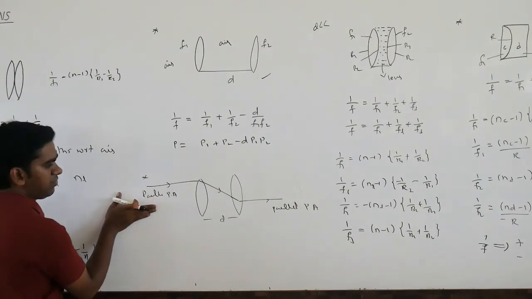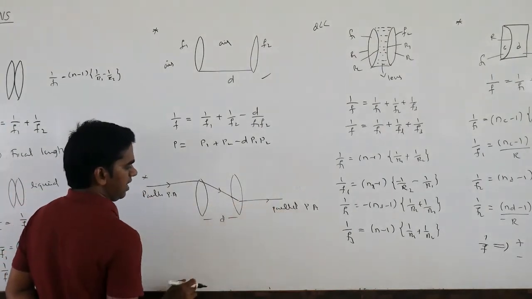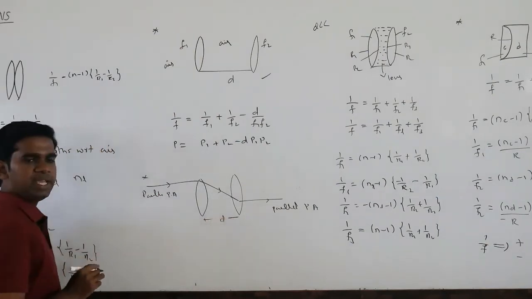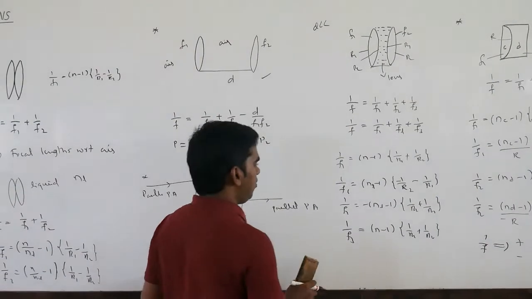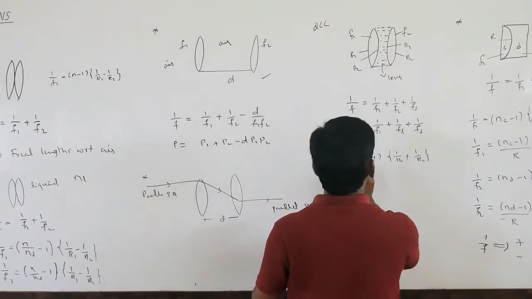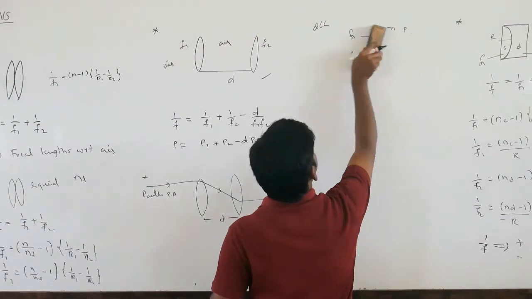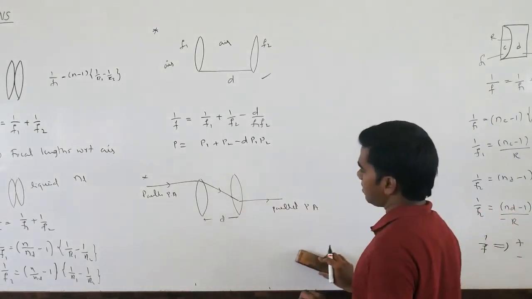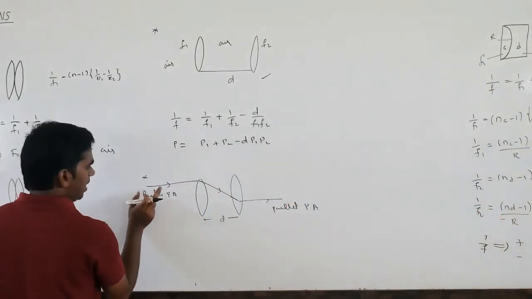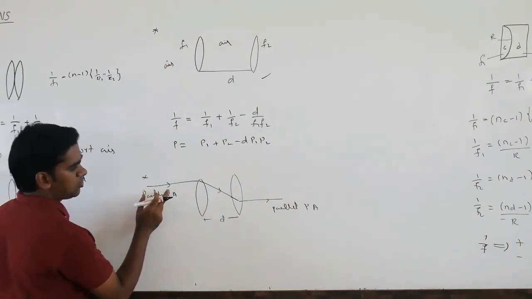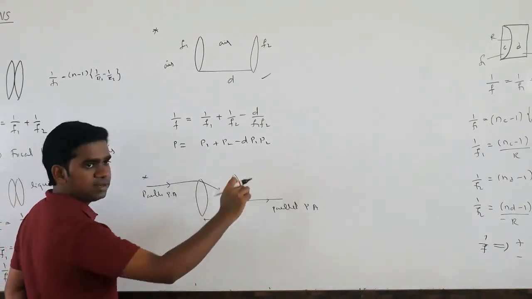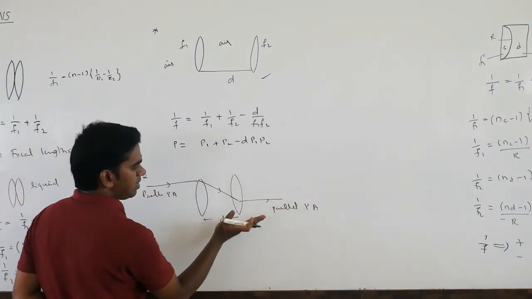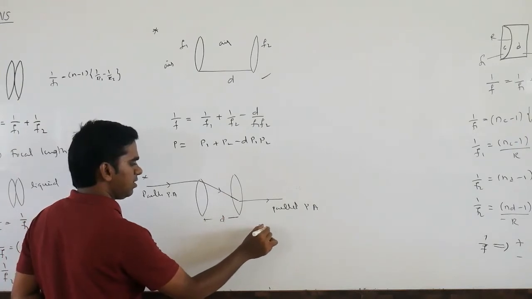That means the ray is coming from infinity and going to infinity. This happens only for a particular value of d. They may ask what that value of d is. If you want a system whose focal length is infinite, think about a ray of light coming from an infinite distance, which should converge at the focal point. But it is going to be parallel to the principal axis, which means your focus is going to be at infinity.